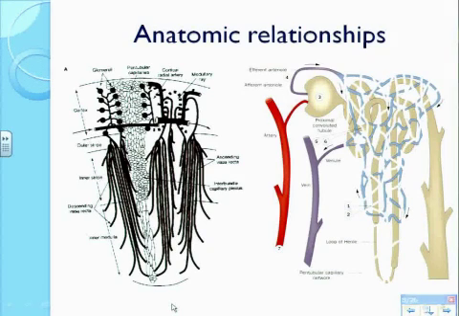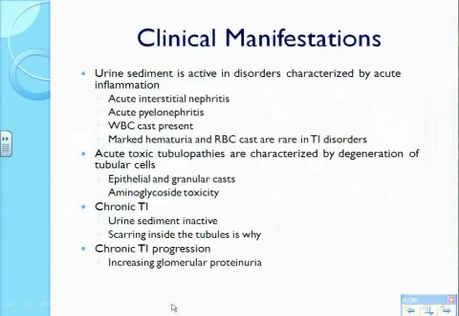The clinical manifestation is that urine sediment is active in disorders that are characterized by acute inflammation, and that is occurring because you're actually damaging the tubule itself, and you start getting basically apoptosis taking place. Things like acute interstitial nephritis, acute pyelonephritis, or infections of the kidney itself. You do see white cell casts form because it's an intrinsic renal disease process, and you can also get things like marked hematuria and red blood cell casts, but they're more rare in TI disorders.